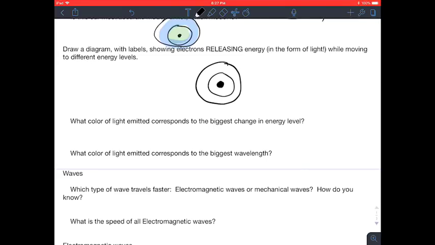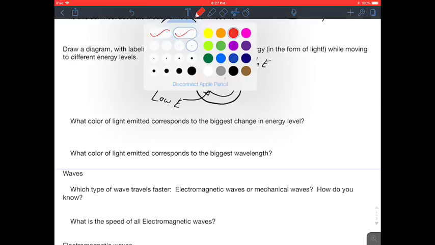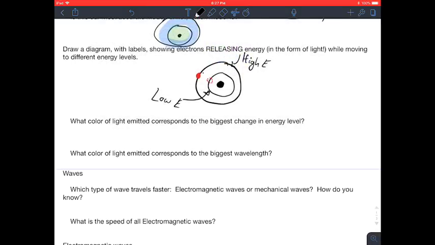Okay, and so we need to remember that these energy levels, the outside one is the high energy, right? High energy, and the inside orbital is the low energy. Okay, and so our electron, to release light, it needs to start at a high energy shell and move to a low energy shell, or energy orbital, or energy level. There's a million names for this.